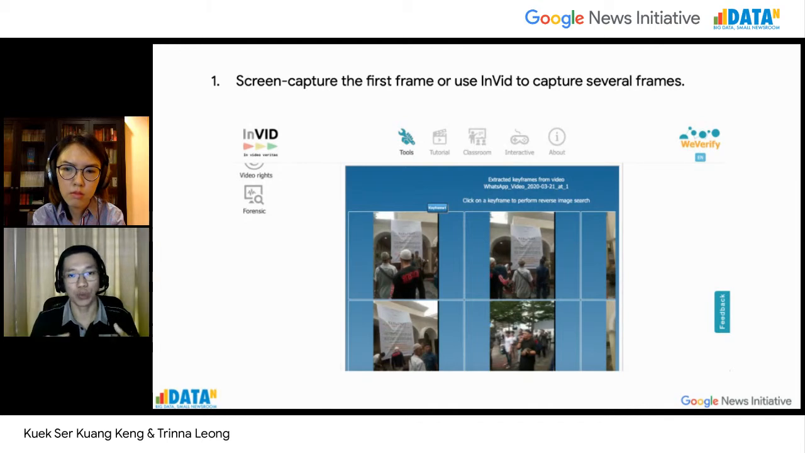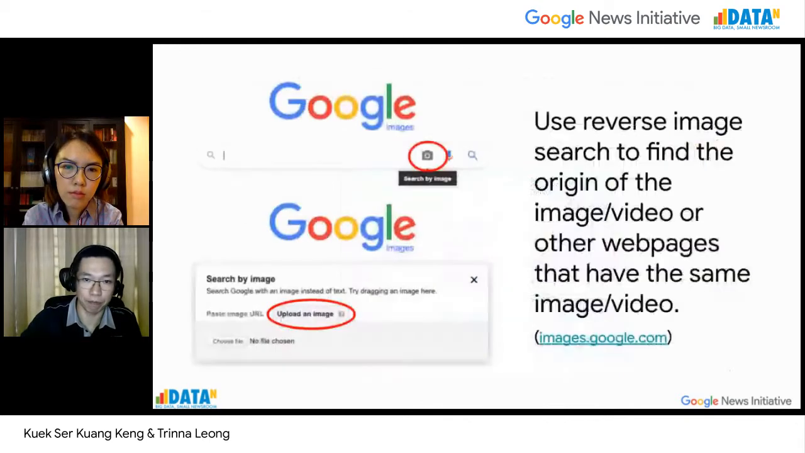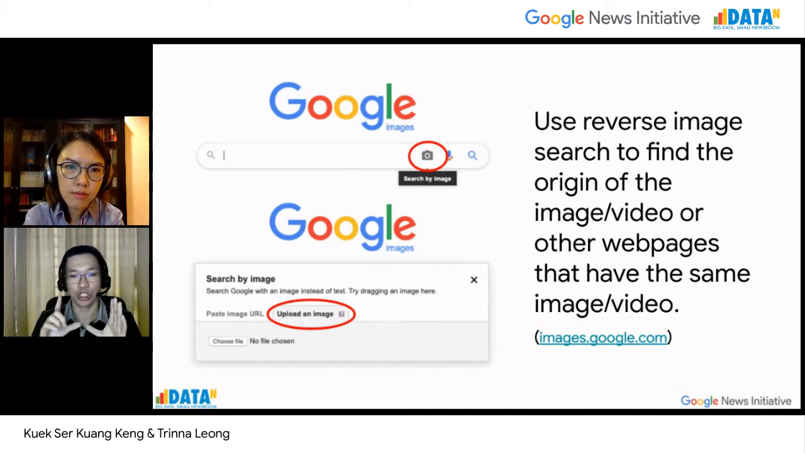Or if you don't want to use InVID, you can just open the video and do a manual screen capture. Usually I will screen grab the first frame, because usually the first frame is used by news websites in their stories. What we want to find here is whether this incident shown in the video has been reported by some news website, or has been published to the internet by someone else in the past. That is our objective of doing a reverse image search. So once you have screen-captured the first frame, then you can use the reverse image search.